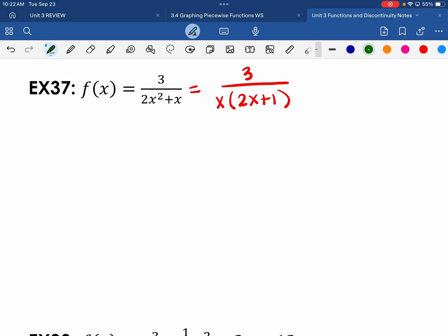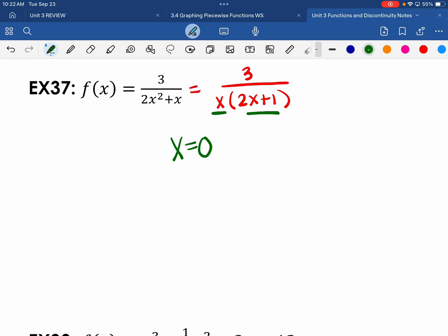No. So do you have any holes? No. All right, do we have stuff left on the bottom? Yes. How many factors do we have on the bottom? We have 2. We have the x and we have the 2x plus 1. So how many VAs are you going to have? 2. So when you take the x and you equal it to 0, you're solved.